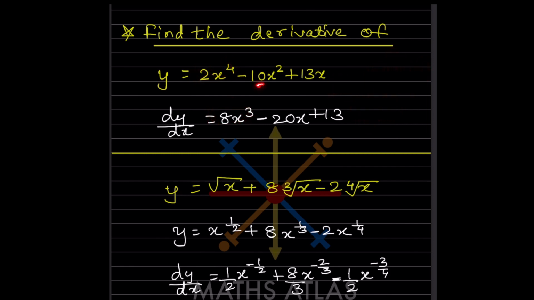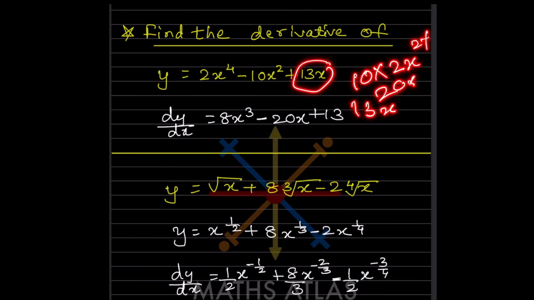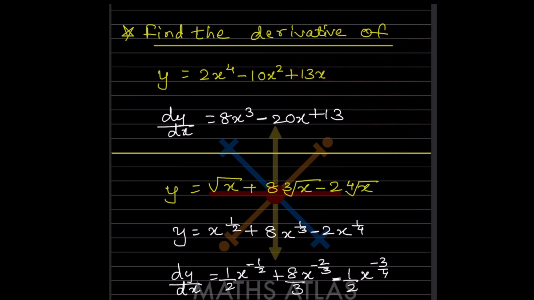Now here 10 is there, and this is x raised to 2. So 10 into 2 into x raised to 2 minus 1. That will be 20x. And this 13 is there, and x means this is 1. So 13 into 1, x raised to 1 minus 1, that will be 13. X raised to 0 is 1, so this will be 13. So this is the answer. You can also write f dash x, or you can write dy by dx, both are the same.